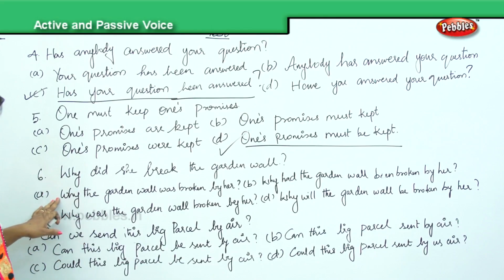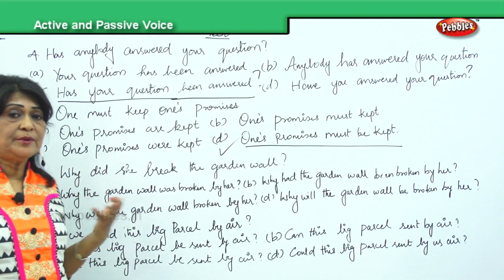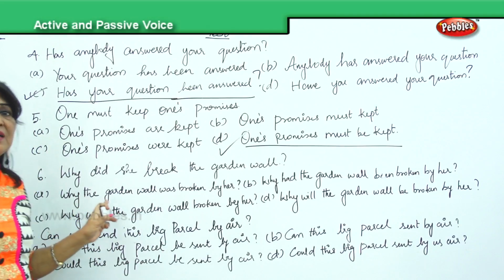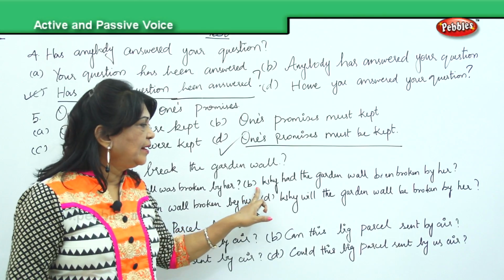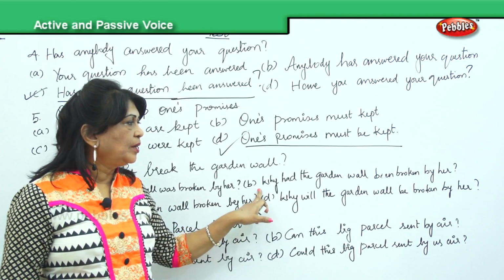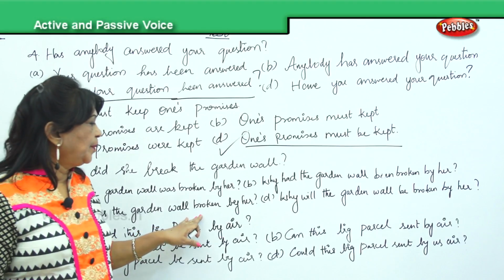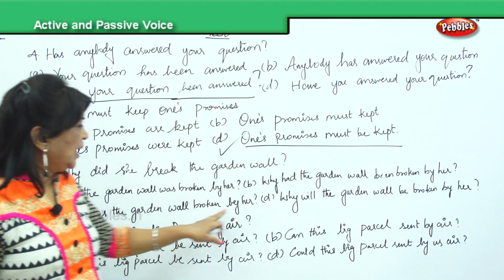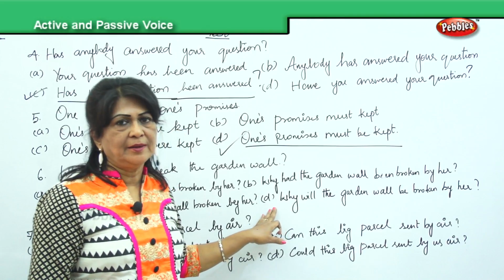Option A. Why the garden wall was broken by her? See, many people talk English like this, ungrammatically. This is wrong. Why the garden wall was broken by her is wrong. B. Why had the garden wall been broken by her? C. Why was the garden wall broken by her? And D. Why will the garden wall be broken by her?